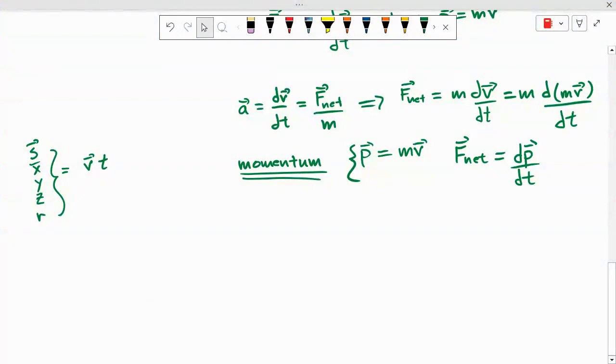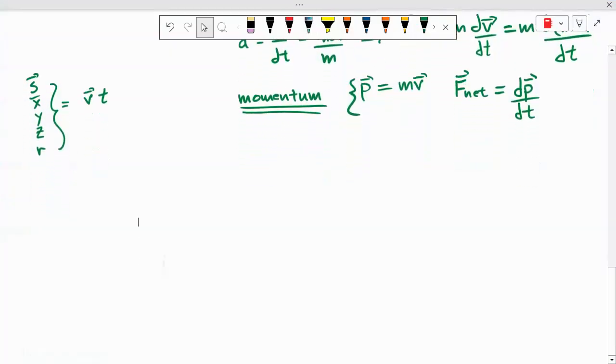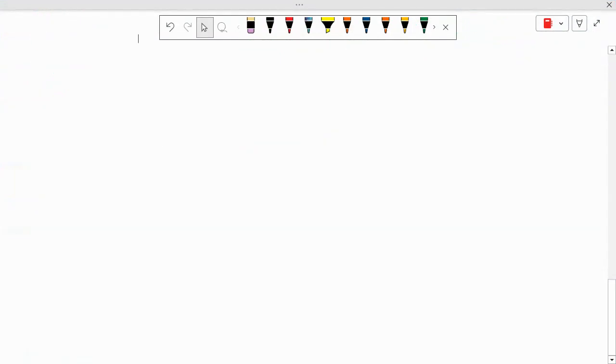Okay, how do you scroll up? Oh, with one finger instead of your whole hand. Okay.